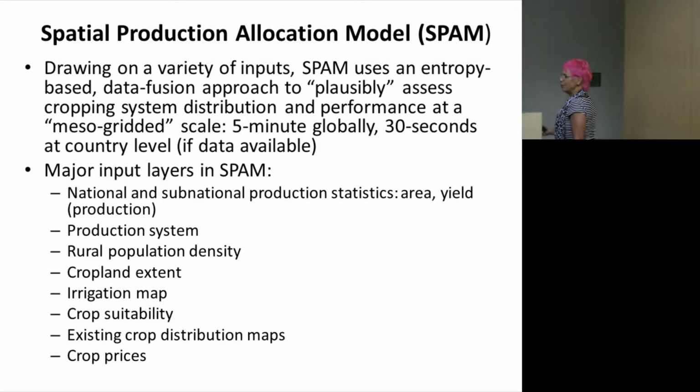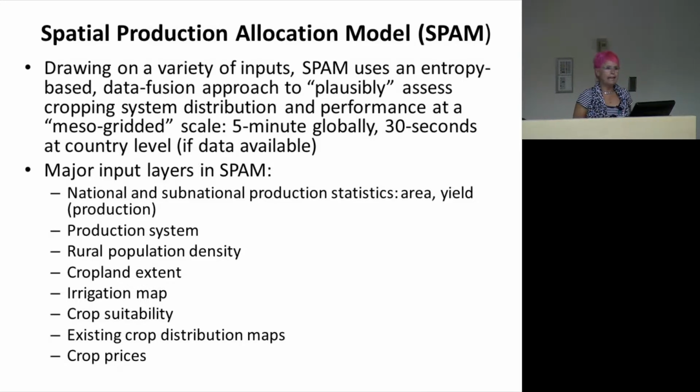What is SPAM? Drawing on a variety of inputs, SPAM uses an entropy-based data fusion approach to plausibly assess cropping system distribution and performance at mesogridded scale, meaning at 5-minute pixel globally, or maybe at 30-second pixels at country level, depending on the data you have. The variety of inputs are primarily national and subnational production statistics, meaning area and yield, and therefore also production. Then the production systems in the country, the distribution of them, rural population density, cropland extent, irrigation, crop suitability, existing crop distribution maps, which lead into the validation of the product, and crop prices.